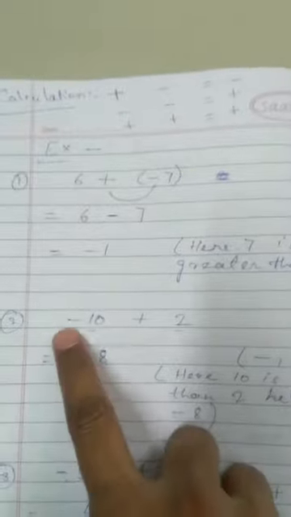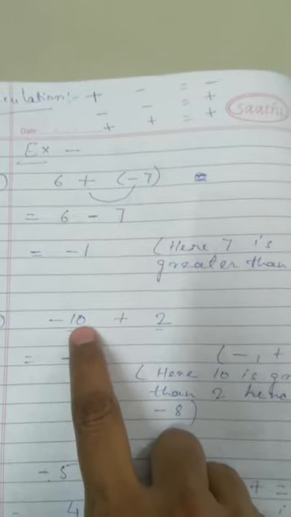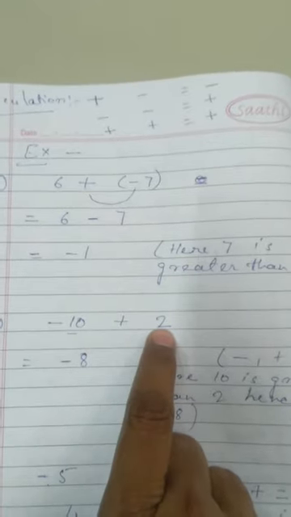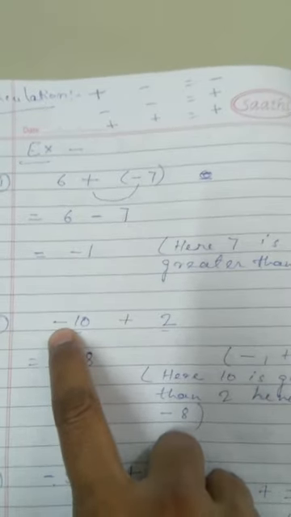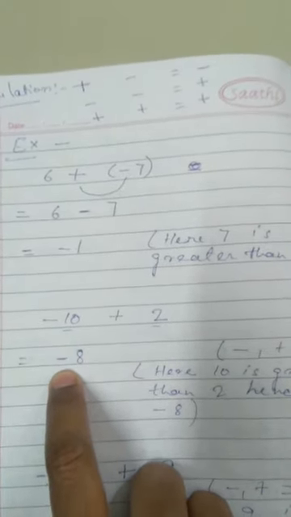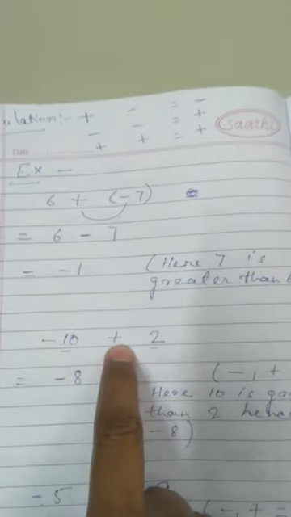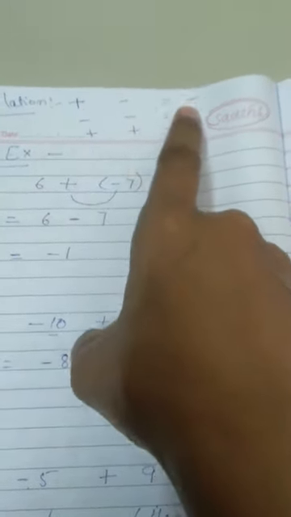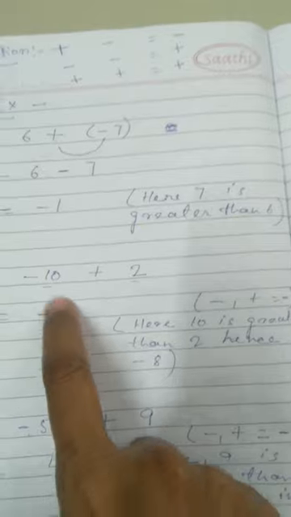In another example, minus 10 plus 2. For the sign, we have to see which number is greater, either 10 or 2. Of 10 and 2, 10 is greater and its sign is minus. That's why in the answer we should write minus. Now for calculation, we look at minus plus minus. Here we can discuss plus minus or minus plus. We should do minus. Hence 10 minus 2 equals 8.